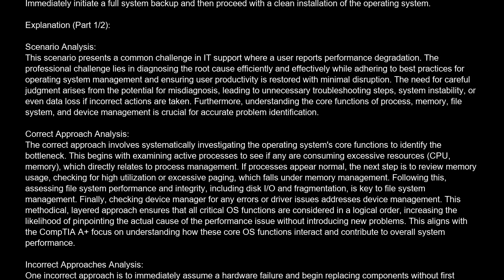The need for careful judgment arises from the potential for misdiagnosis, leading to unnecessary troubleshooting steps, system instability, or even data loss if incorrect actions are taken.